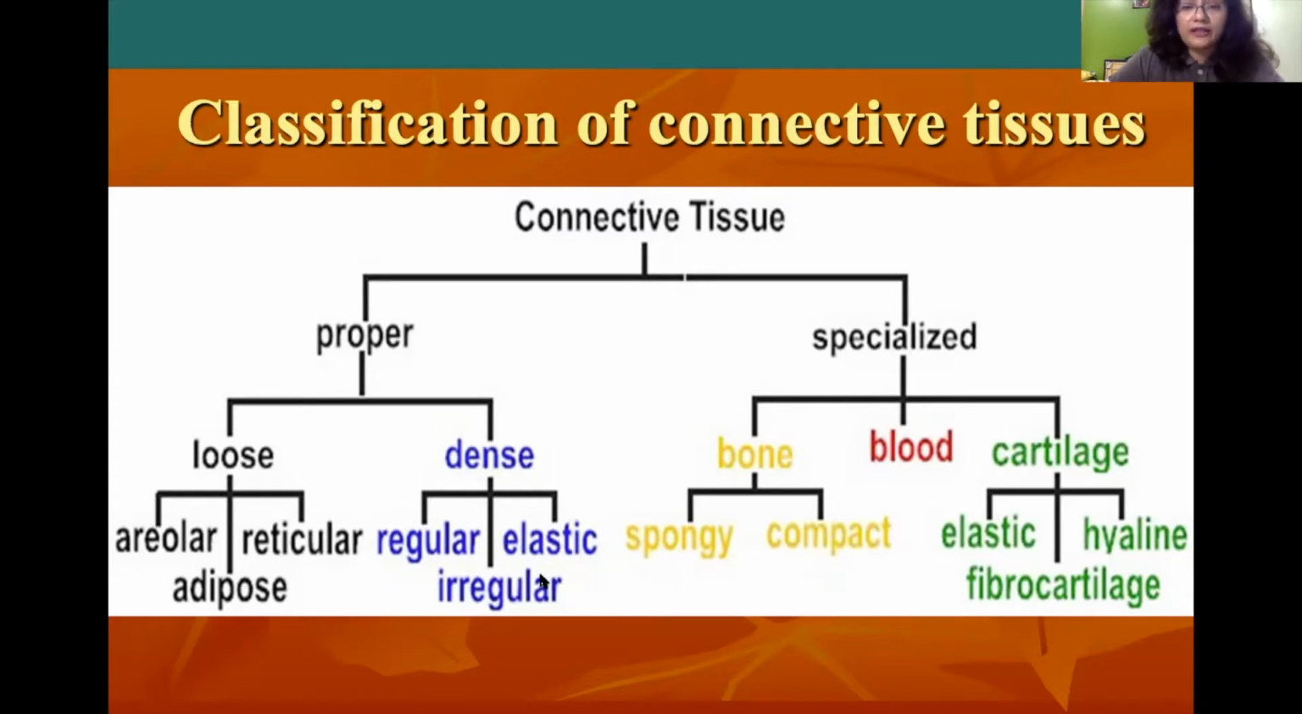Now specialized connective tissue can be bone. As you know, it is very strong, but it can be spongy or compact. Now the fluid component in our body is the blood, which transfers certain compounds from one place to another. That is also a specialized connective tissue. And the semi-soft material which is known as cartilage may be elastic, hyaline or fibrocartilage. These are all specialized connective tissue.